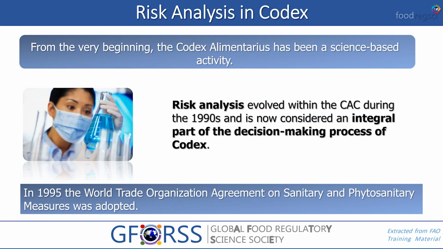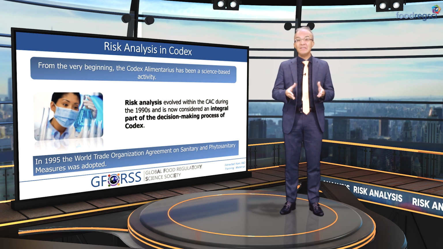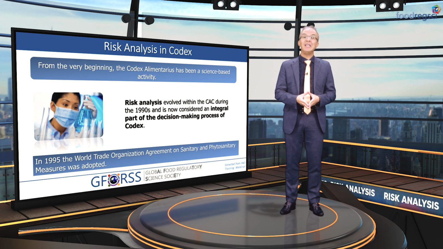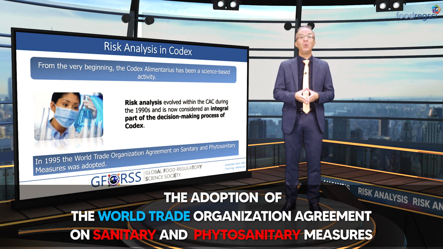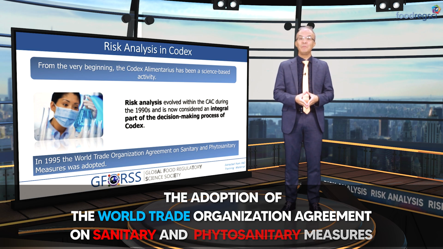Risk analysis evolved within the Codex Alimentarius Commission during the 1990s and is now considered an integral part of the decision-making process of Codex. The importance of developing Codex standards according to risk analysis principles was further compounded in 1995 with the adoption of the World Trade Organization Agreement on Sanitary and Phytosanitary Measures, the SPS Agreement.